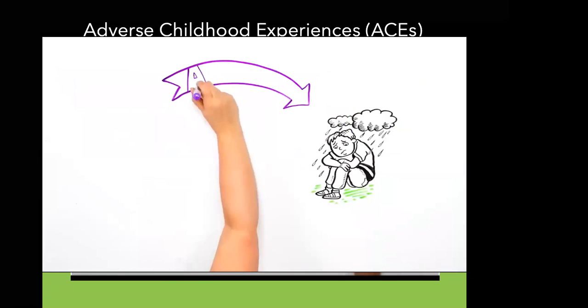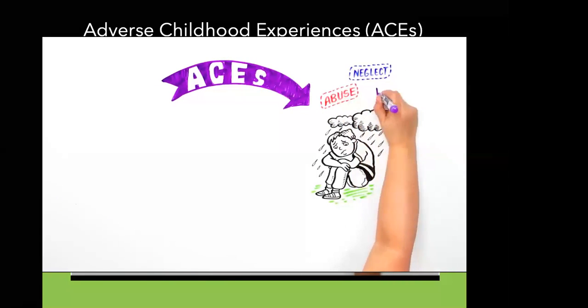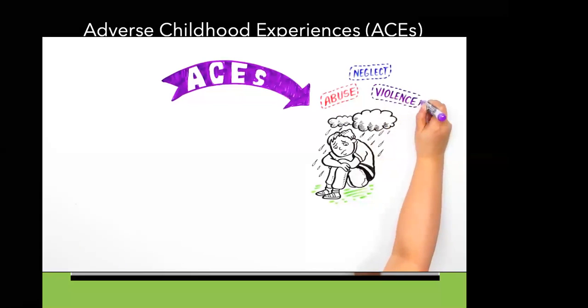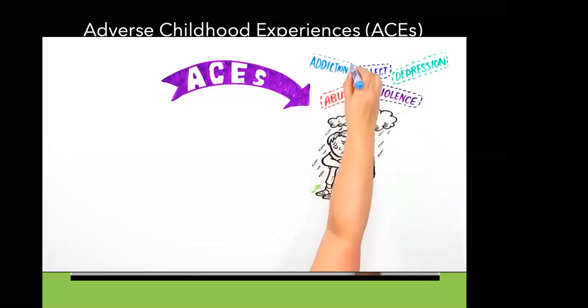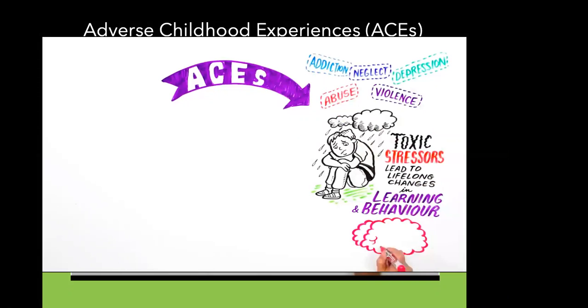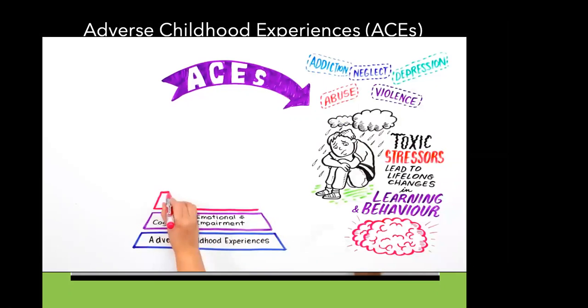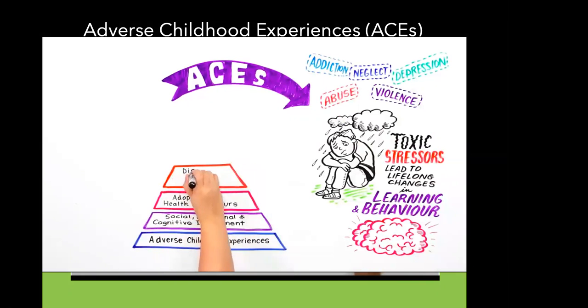Adverse childhood experiences, ACEs, such as abuse, neglect, exposure to intimate partner violence, parental depression or addiction, and poverty, are toxic stressors which could lead to lifelong changes in learning and behavior. ACEs early in development can impact social, emotional, and cognitive functioning, increased risk-taking behavior such as drinking and substance use, and increased risk of disease, disability, and social problems later in life.